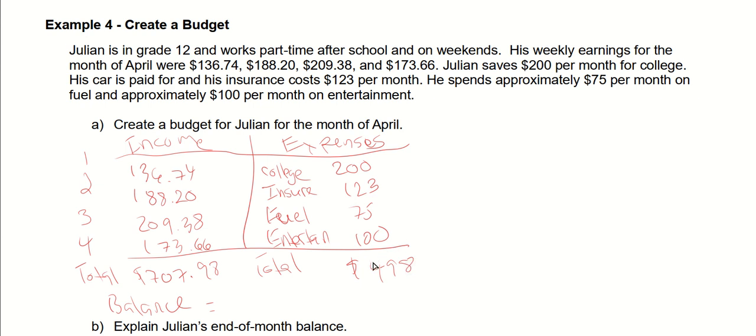$498. And so to see what the balance is, you have to do the income minus the expenses. So we have here $707.98 minus the expenses, which is 498, and that should give you a total of 209.98. There we go. That's the balance. And you can say it's a positive balance, so he's actually saving some money.